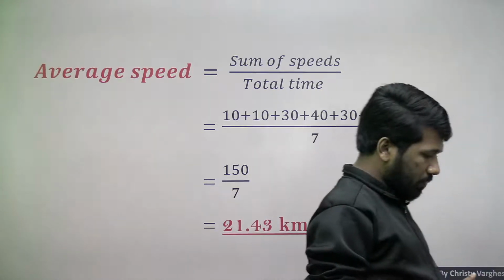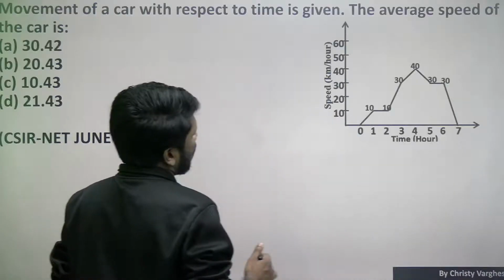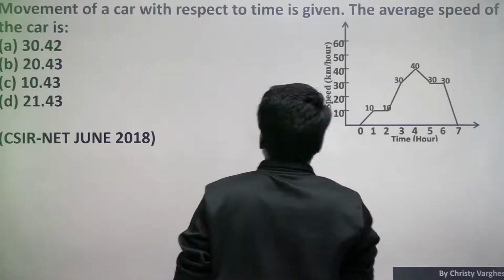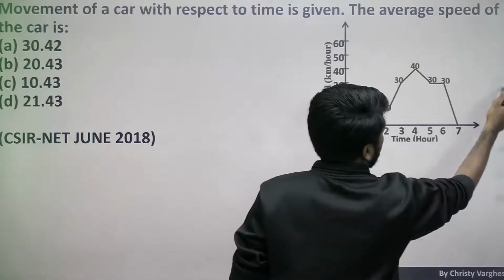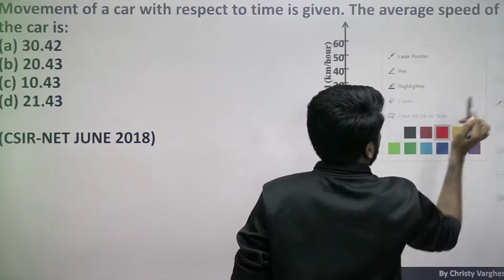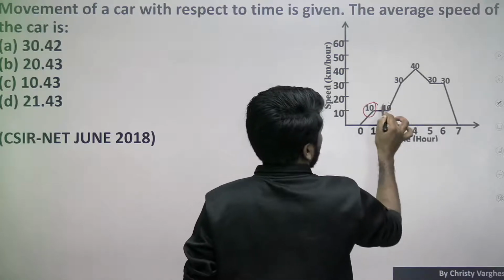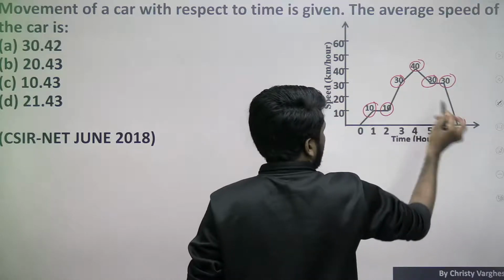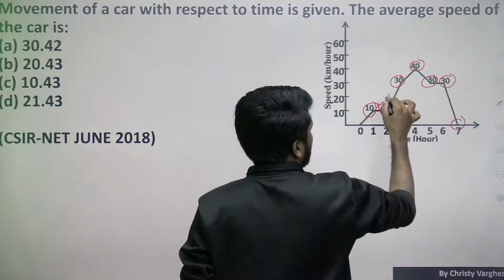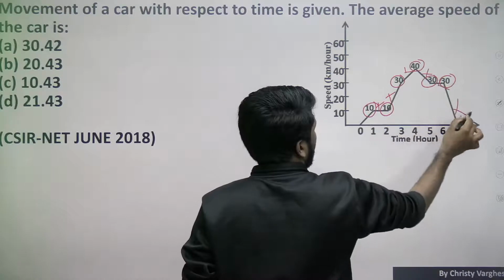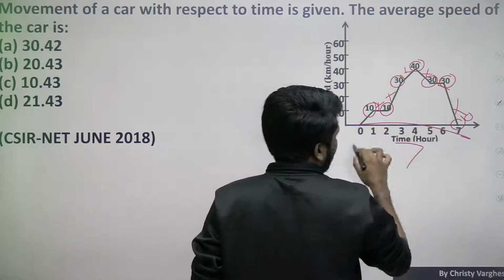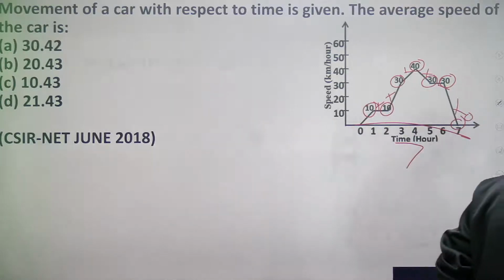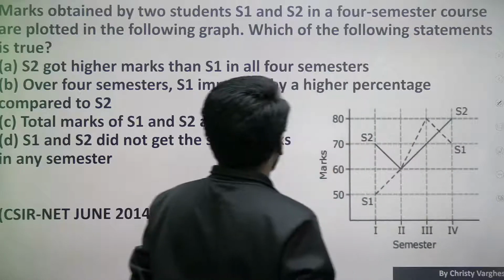21.43 how? You just added all the speeds. In the first hour, 10 kilometers per hour speed was traveled, first hour 10 kilometers per hour, second hour 10, third 30, fourth 40, fifth 30, sixth 30, seventh 0. So add all these values up and divide by 7 because 7 hours in total. Sum of observations divided by number of observations. That's it. If that is clear, let's go to the next question.